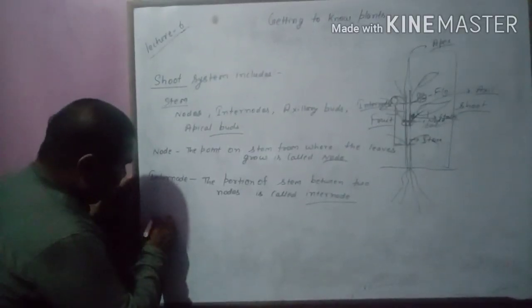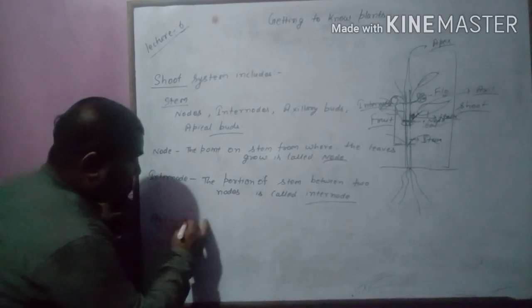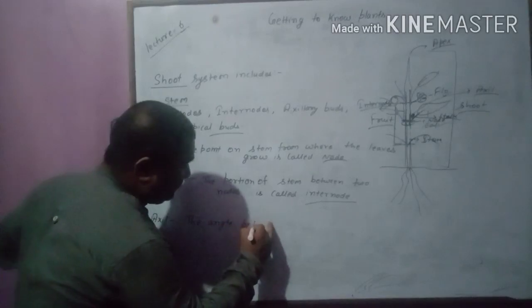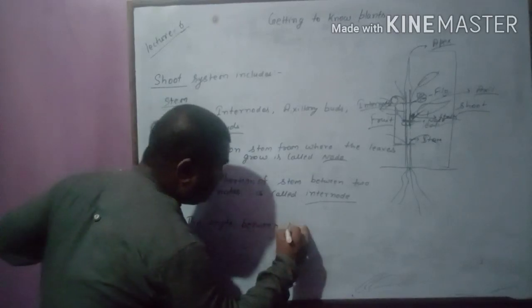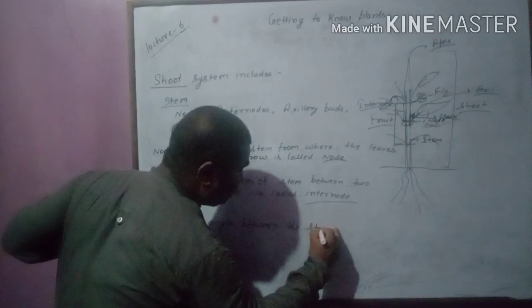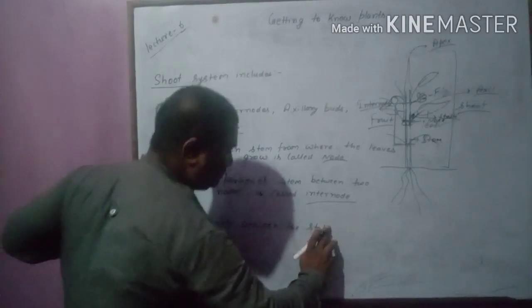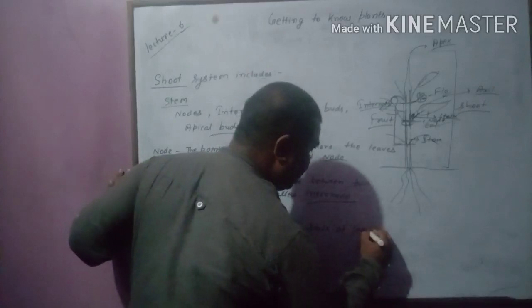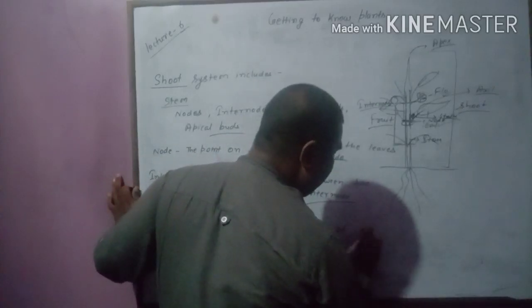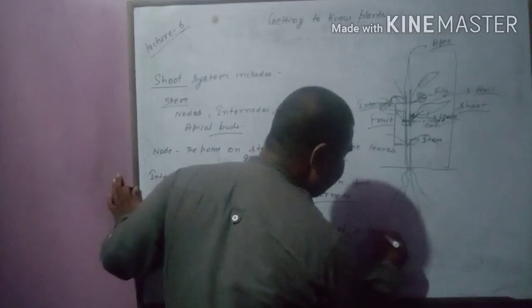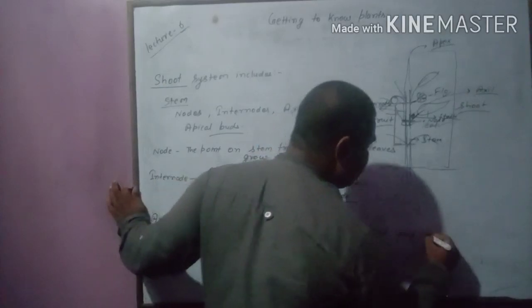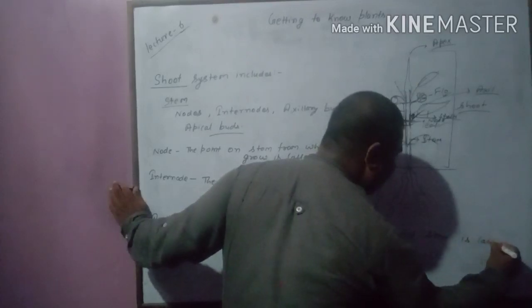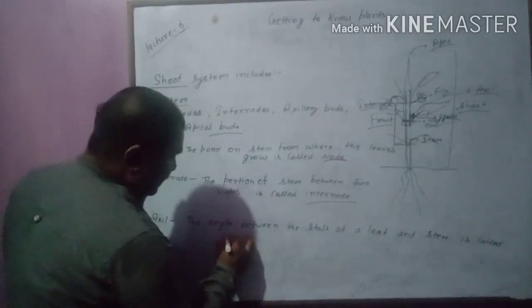Next is axil. The angle between the stalk of a leaf and stem is called axil.